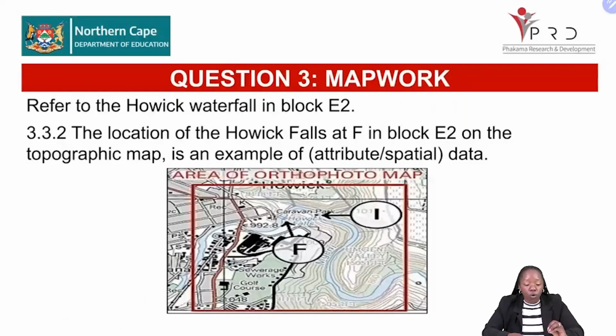Then for 3.3.2, refer to the Howick waterfall in block E2. The location of the Howick Falls at F in block E2 on the topographic map is an example of attribute of the spatial data. Remember, you need to know the difference between your attributes as well as your spatial data. So 1 minute, and then after 1 minute, we proceed to the solution.